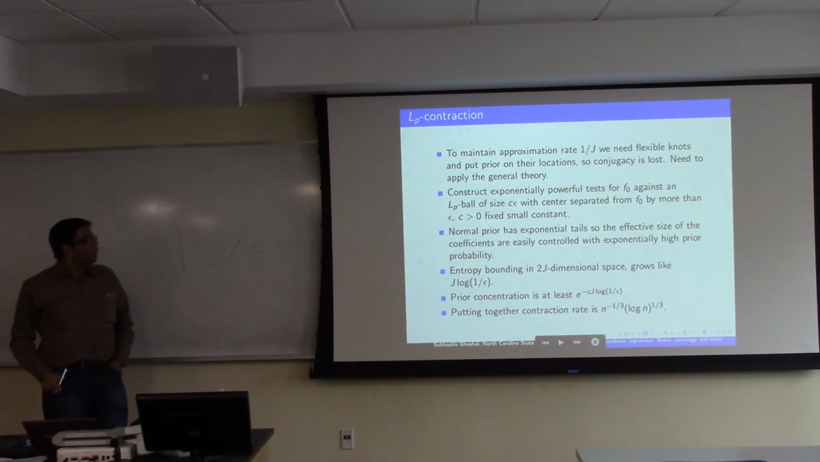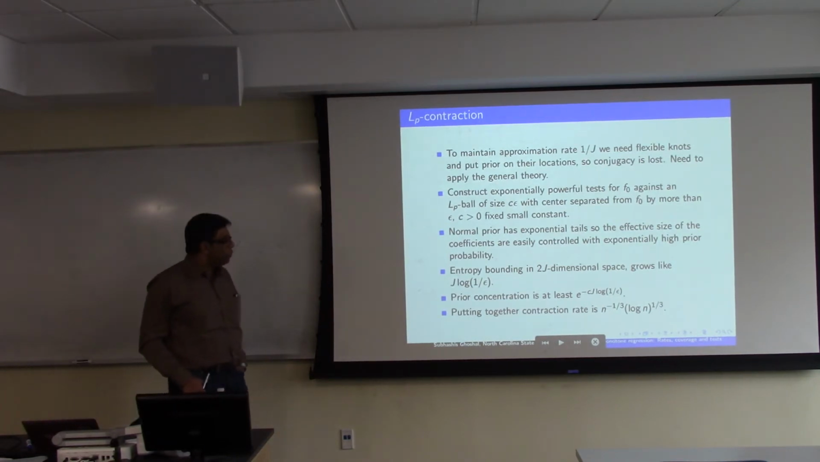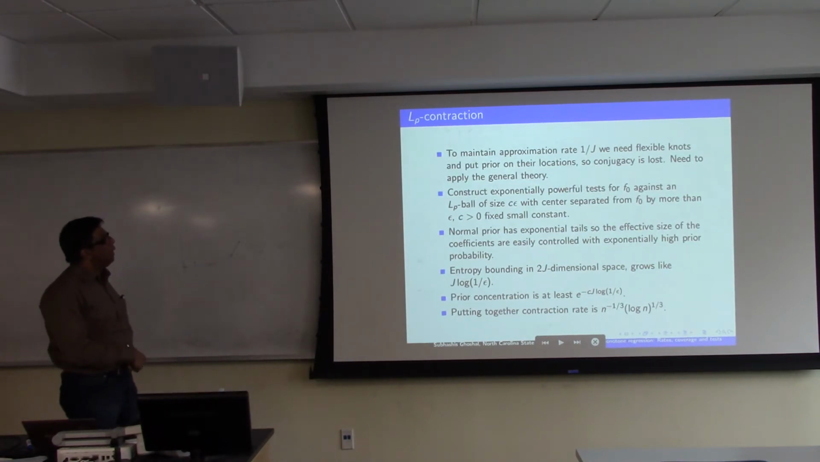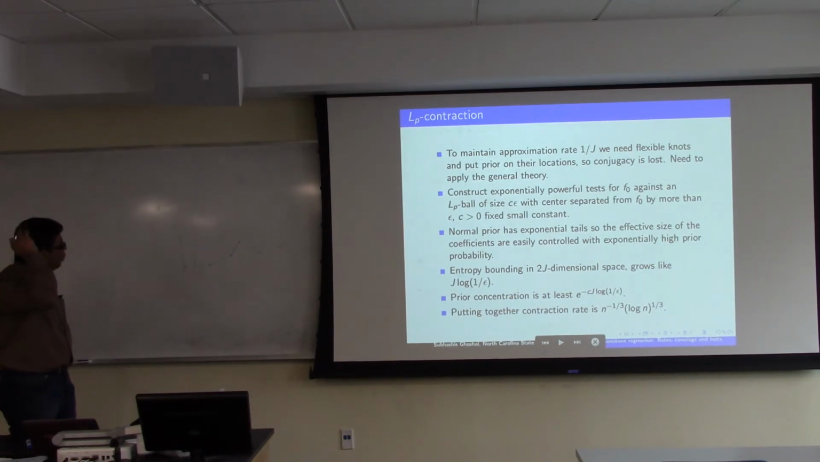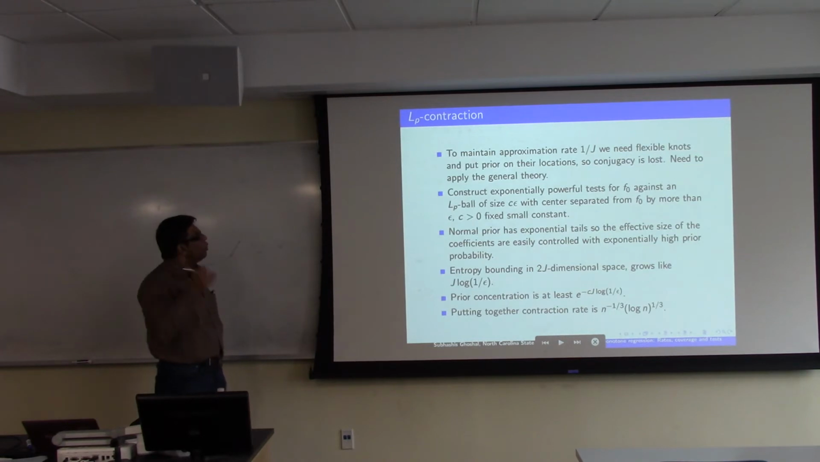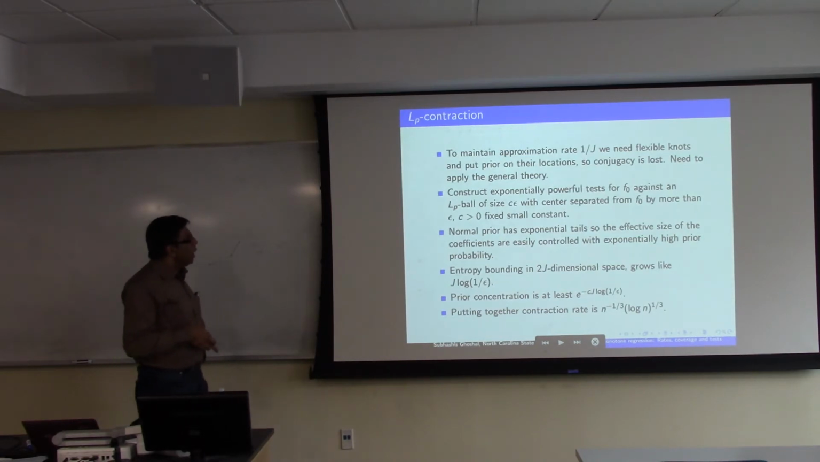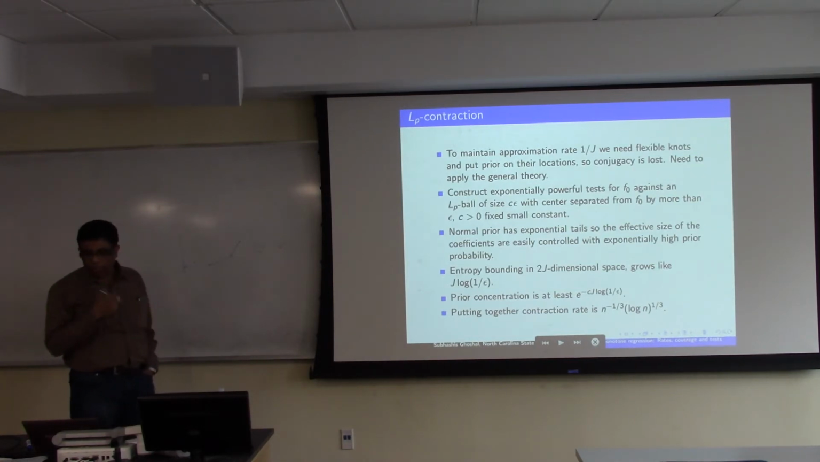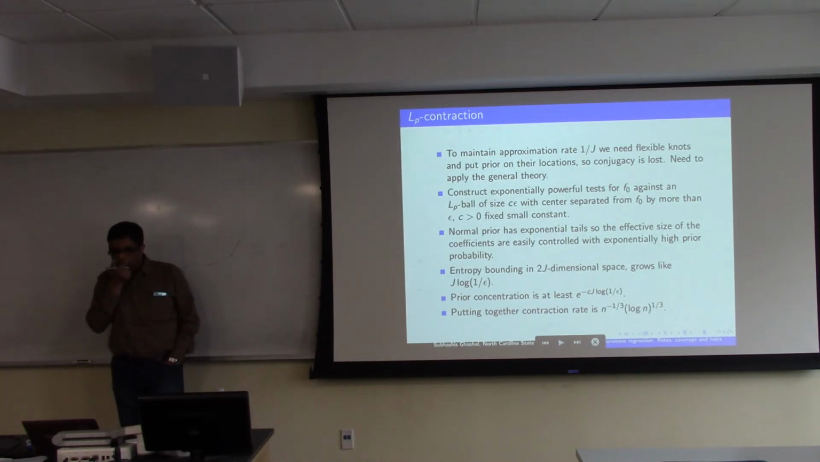For LP, this doesn't work because the approximation error is not that good. So you'll have to use the more complicated flexible knots. You don't know where to place the knots because the truth is unknown. So what you have to do is put a prior on the unknown knot locations. There are j minus 1 of them, and they are ordered, so you have to put a prior accordingly. But that's why you lose the explicit expressions, and then you have to use the general theory for contraction rates.